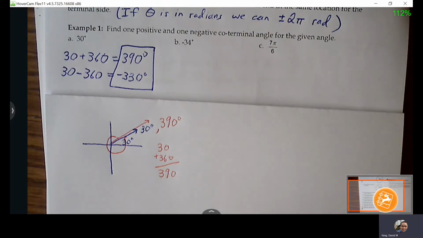So both these angles have the same terminal side. They're both going to end up in the same location. It's just a different revolution around the circle. So that's one positive and one negative. Okay, try part B.